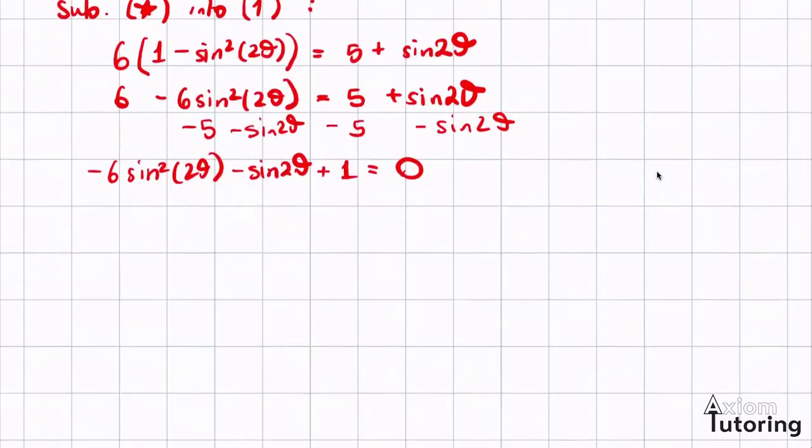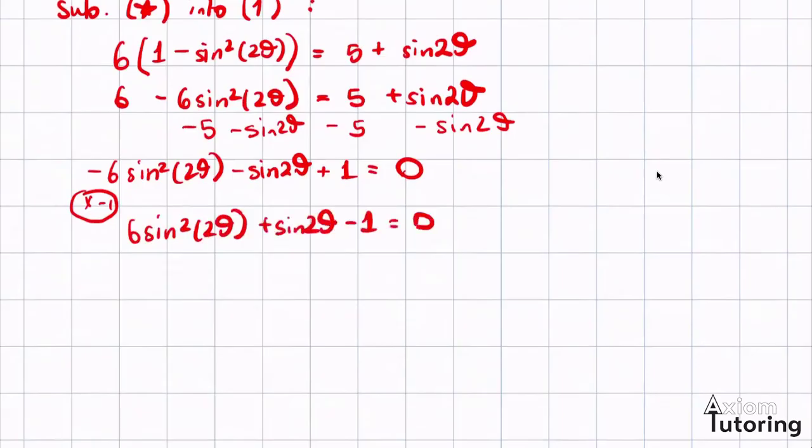To clean this up a bit, I would like a positive coefficient in front of that sine squared 2 theta. That's going to make things a bit easier. So I'm going to multiply every term by minus 1. You don't have to do this step. You could instead move all of those terms onto the right-hand side and then just equate that to 0 as well. So 6 sine squared 2 theta plus sine 2 theta minus 1 equals 0.